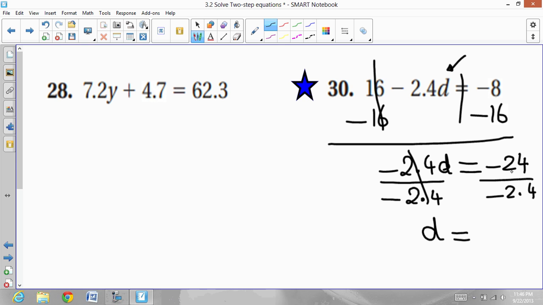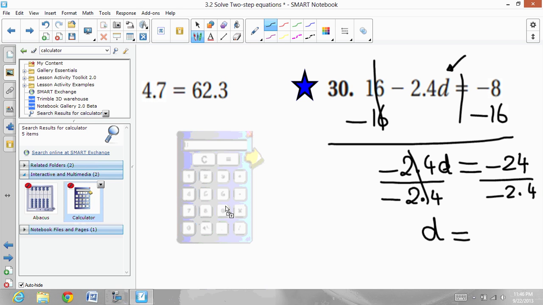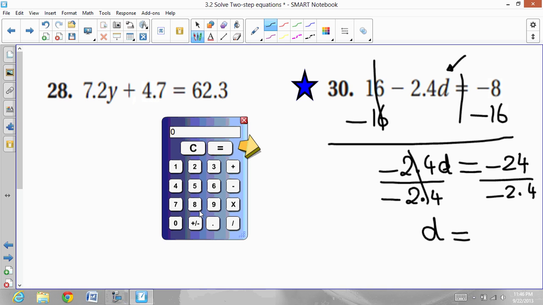So now you got negative 24 divided by negative 2.4. Let's use the calculator. 24 negative divided by 2.4 negative gives you 10, and that is the final answer.